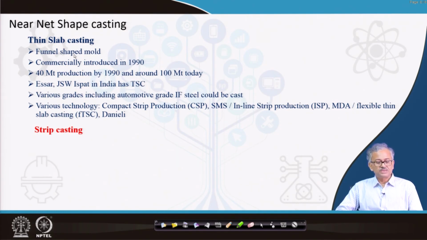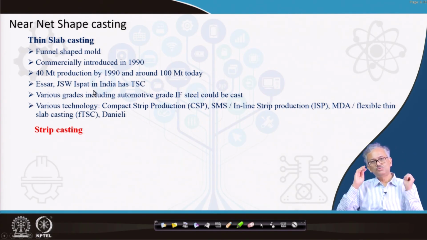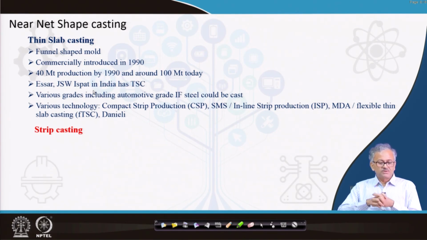In India, Essar and JSW have thin slab casting. Essar is in Hazira, Gujarat, and presently the ArcelorMittal group has taken over Essar Steel. And JSW Ispat in Raigarh also has a thin slab casting mill. Initially it was limited to low carbon steel, but today various grades, low carbon, medium carbon, and even IF steel, that is interstitial free automotive steel, can be cast by thin slab casting. Various technologies are there.